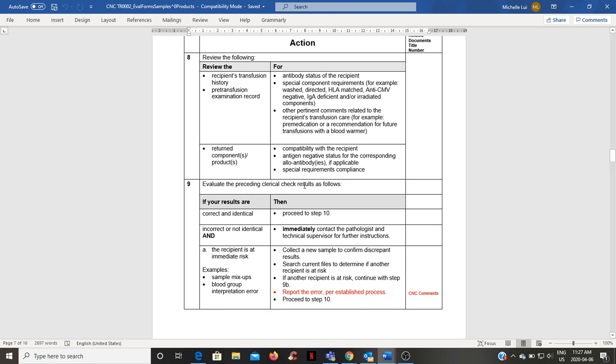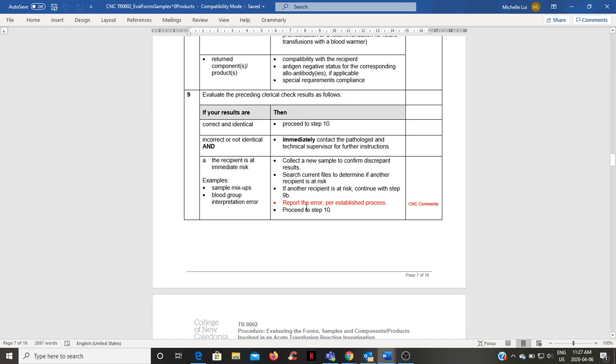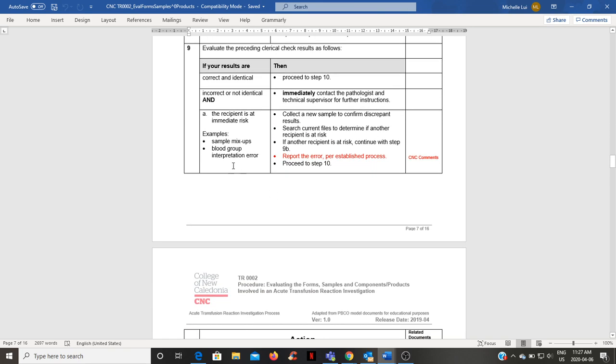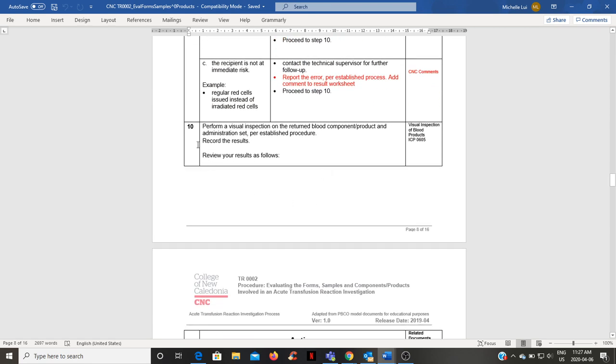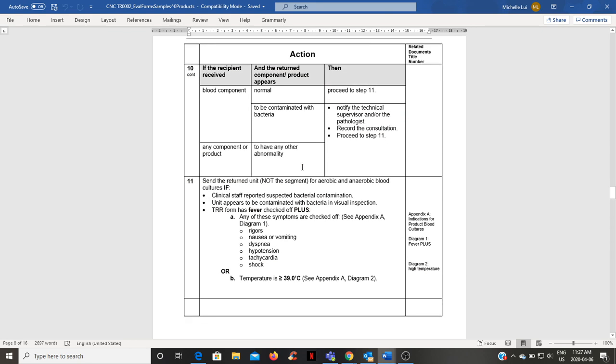Again, you're checking everything. Okay, so you checked everything. Number 9 says, so evaluate what you found. If everything is correct and identical, proceed to step 10. So let's do that. Let's just say everything's good. Perform a visual inspection on the returned product, record the results, and review as follows. So if it was a blood component, which it is, and it was normal, then you would go to step 11.